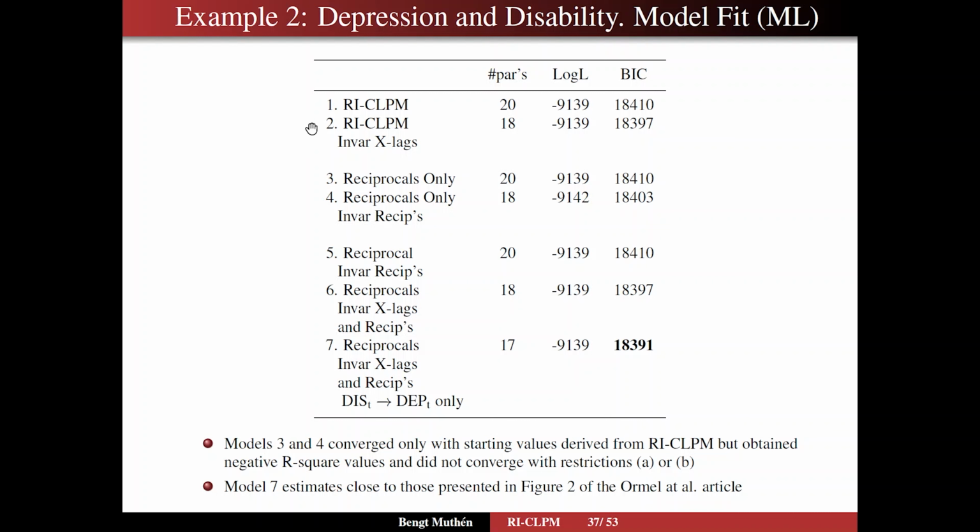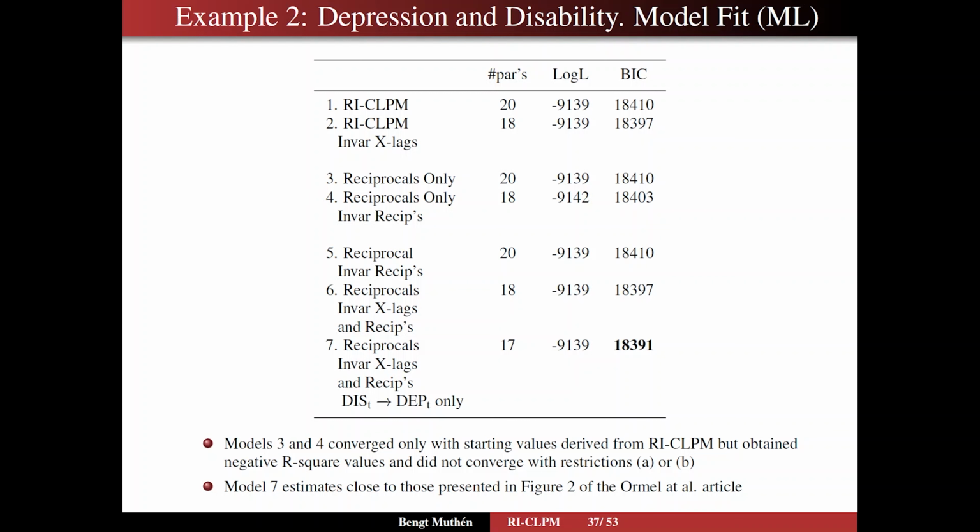So here you have two RI-CLPM, where the invariant cross-lagged effects, the lag 1 effects, reduce the number of parameters by 2, and you get the same log likelihood and therefore a better BIC. So clearly holding the cross-lags invariant across time is the way to go across those two time points.